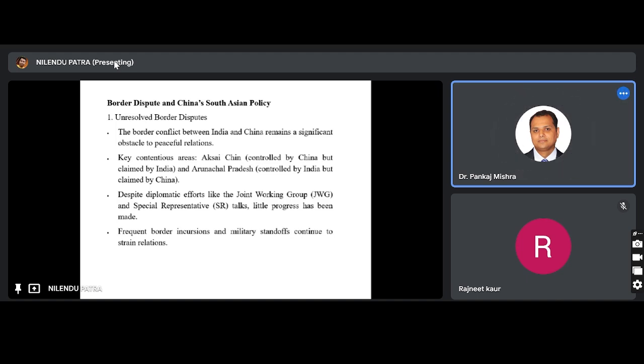Okay, so both countries, in Aksai Chin and in Arunachal Pradesh, are claiming that the particular area is theirs. While they are working with a joint working group to resolve these things, they are making the special representatives talk, and there was a little bit of progress, but still there are lots of military and border area problems that always create strain in their relationship.